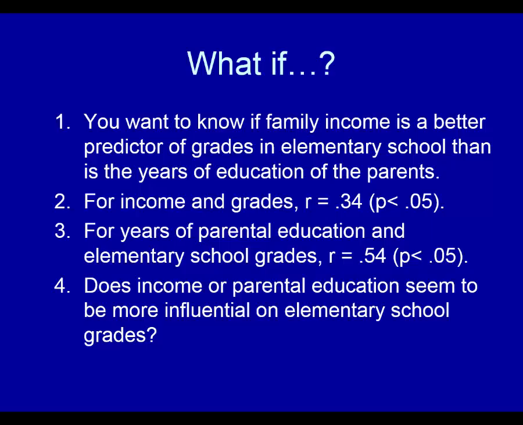Okay, here we have a situation where the correlation of income and grades is 0.34. The correlation between years of parental education and elementary school grades is 0.54. By the way, both of these are p less than 0.05, meaning they are statistically significant, so we can take them seriously. So the question is, does income or parental education seem to be more influential on elementary school grades? I would say the correlation of 0.54 is higher. Therefore, parental education seems to be more influential on school grades than does income.